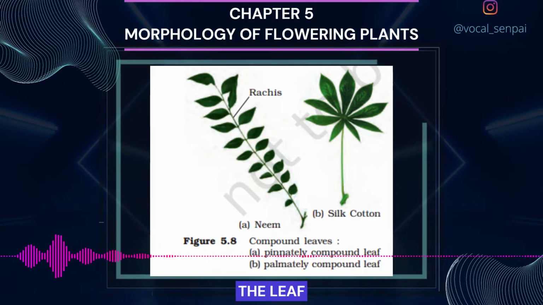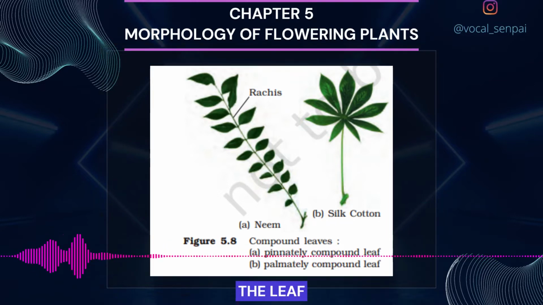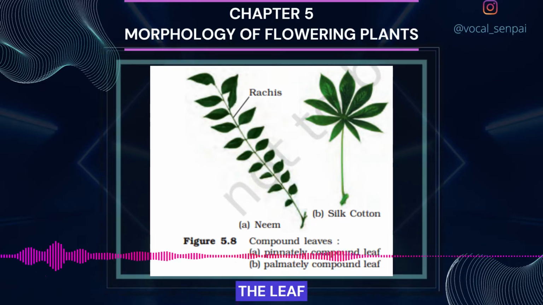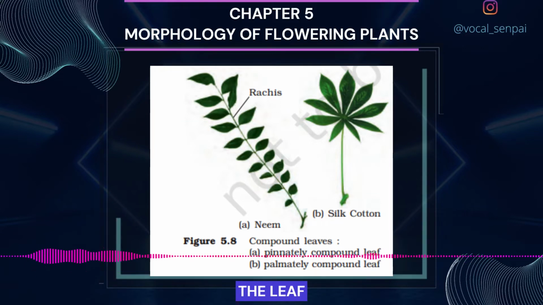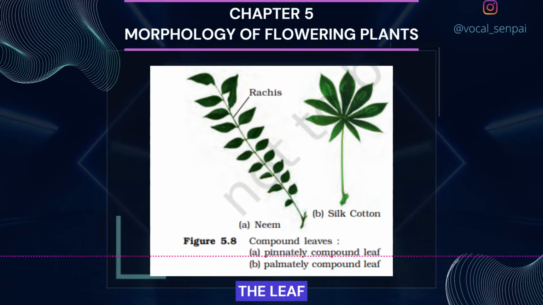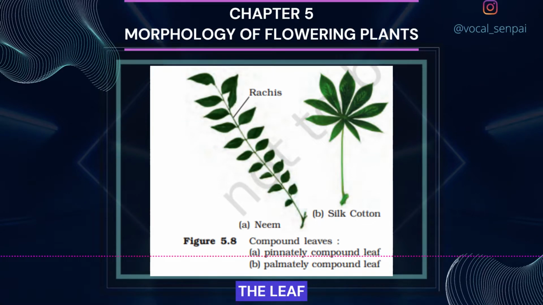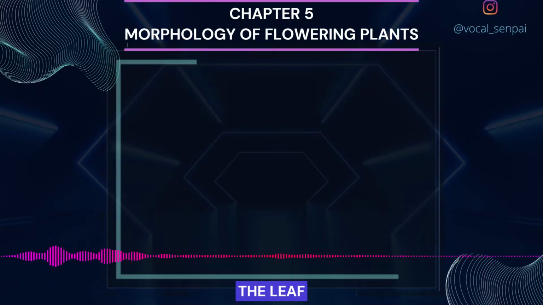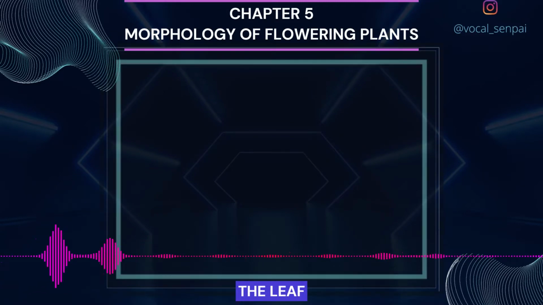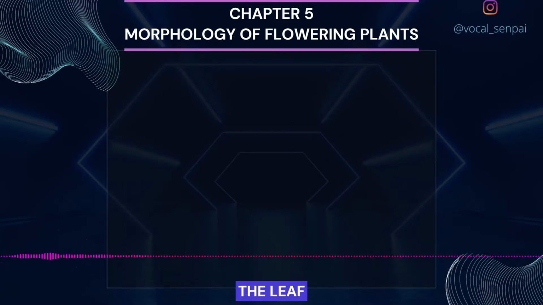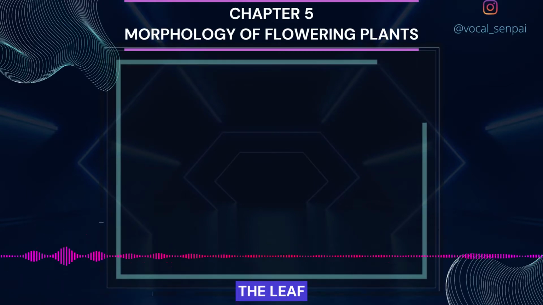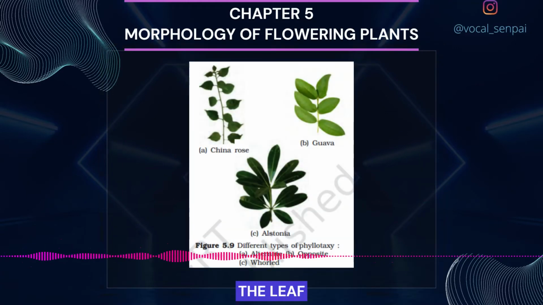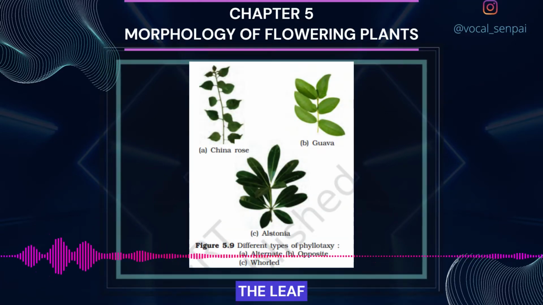The compound leaves may be of two types, figure 5.8. In a pinnately compound leaf, a number of leaflets are present on a common axis, the rachis, which represents the midrib of the leaf as in neem. In palmately compound leaves, the leaflets are attached at a common point, i.e., at the tip of petiole, as in silk cotton. Phyllotaxy. Phyllotaxy is the pattern of arrangement of leaves on the stem or branch. This is usually of three types: alternate, opposite, and whorled, figure 5.9.